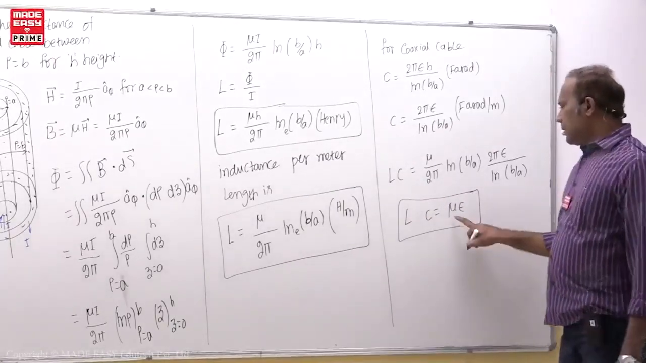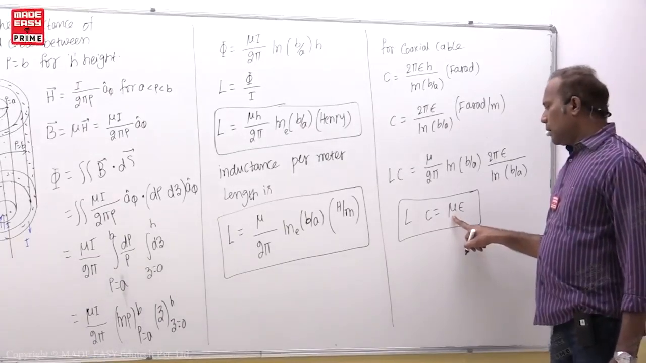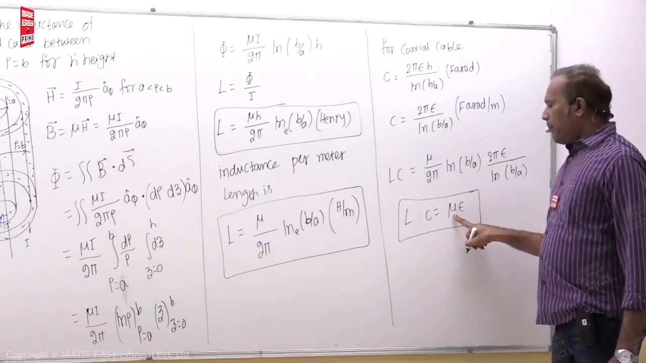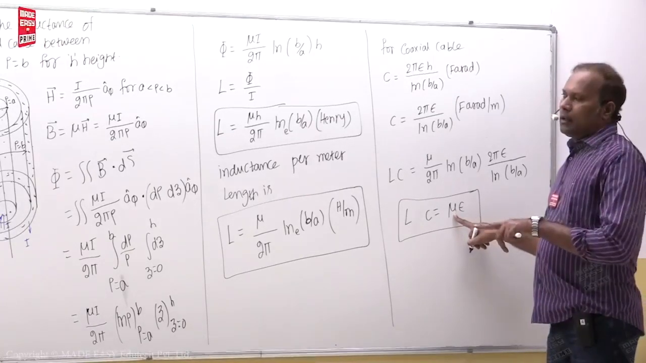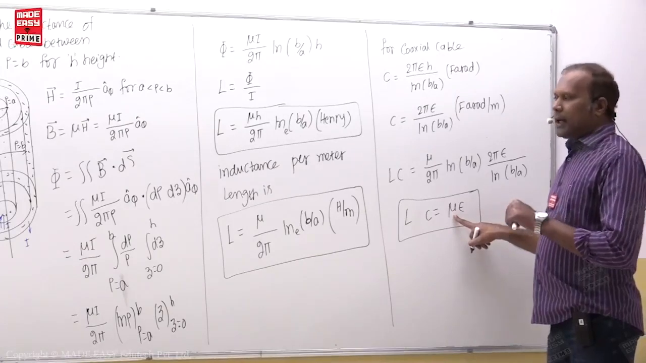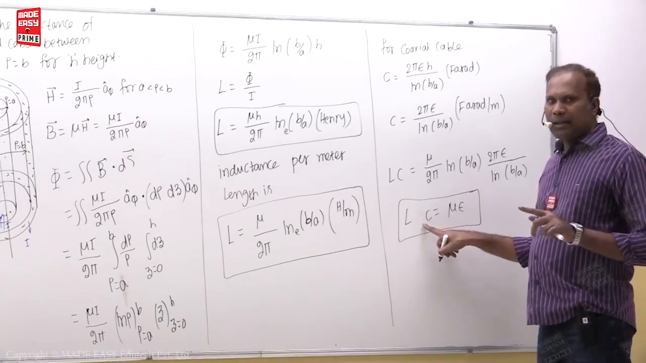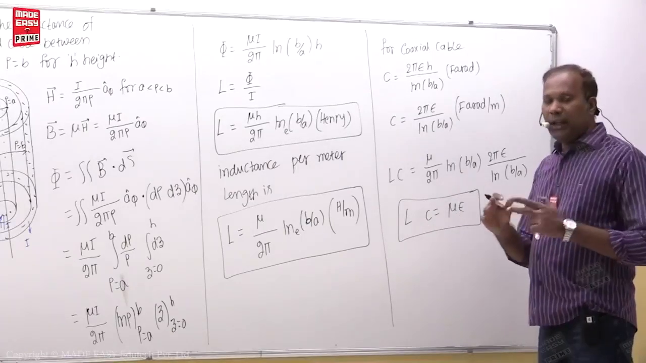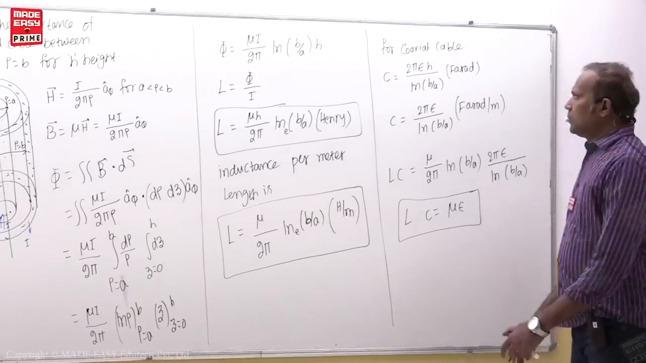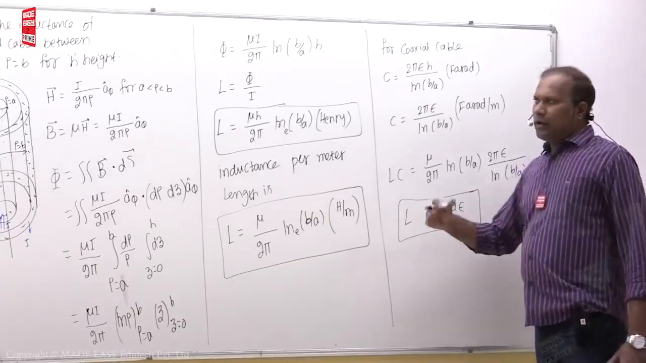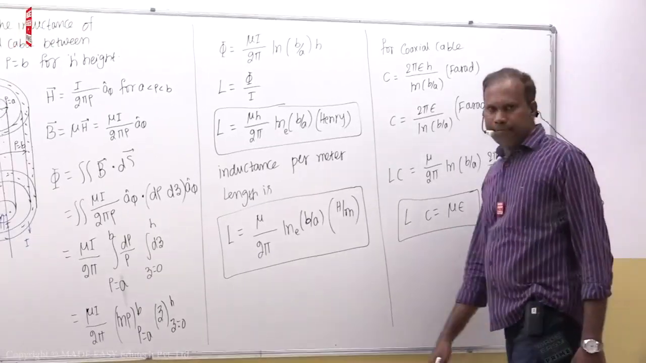You can see that this mu and epsilon are the parameters of the medium present between the inner and outer conductors. That is why you have to take inductance as well as capacitance for the medium present between the inner and outer conductors of the coaxial cable. So now we are going to derive for other cases. Inductance we will derive for other cases.